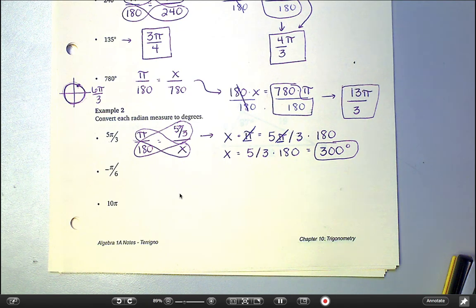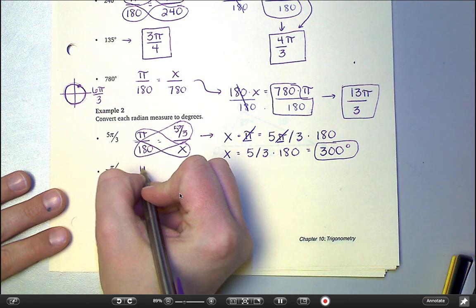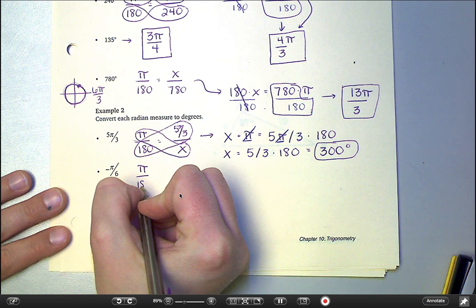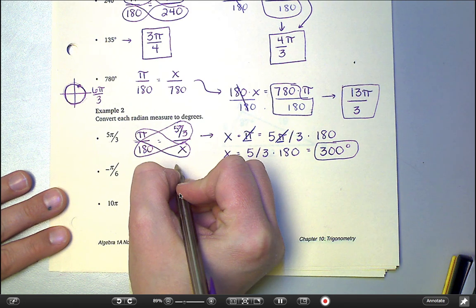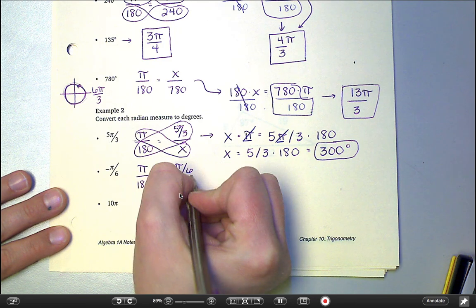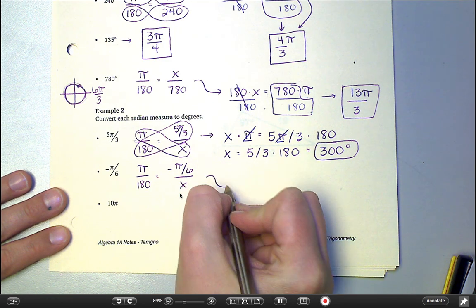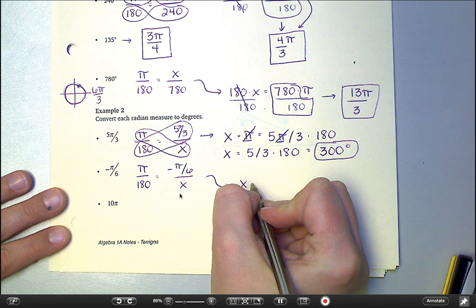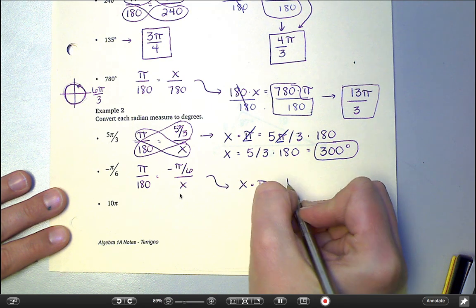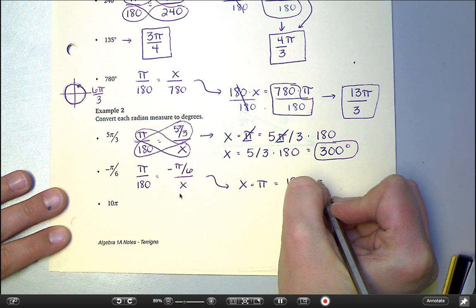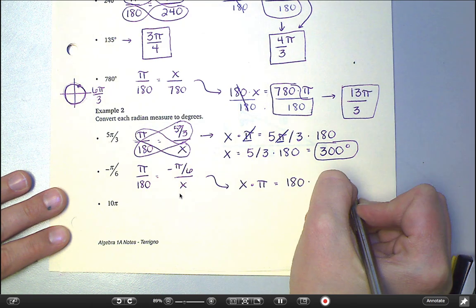Take a second and again, pause the video if you need to and see if you can convert the negative pi over 6. There is something a little bit tricky about this one. I'll go ahead and get it started. Pi over 180 equals negative pi over 6 over x. Cross multiplication gives me x times pi equals 180 times negative pi over 6.